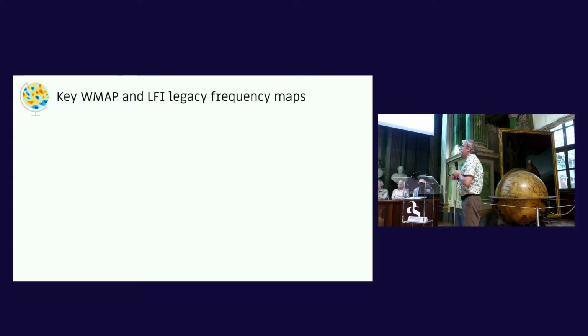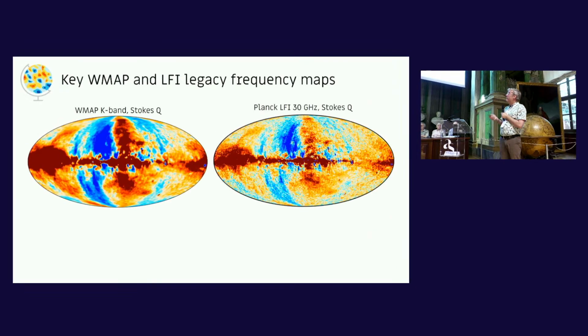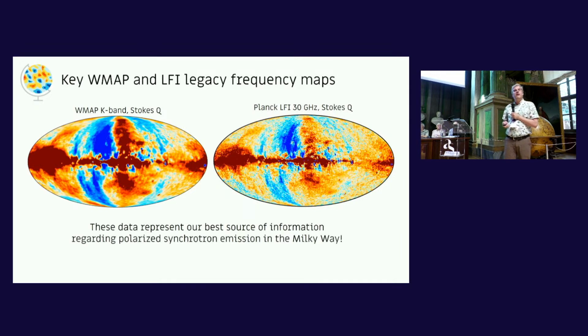And to set the stage, just a reminder of the brilliant maps that came out of these experiments, both from WMAP and from Planck. Here are two examples, the WMAP K-band in polarization Stokes-Q, and LFI 30 GHz Stokes-Q as well. These are now the state of the art and tell us essentially what the polarized synchrotron emission spectra look like on the full sky. Fantastic datasets, a legacy that will last for a long time.